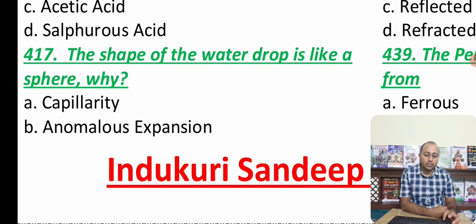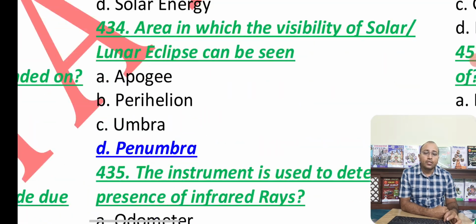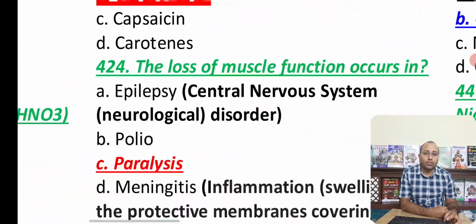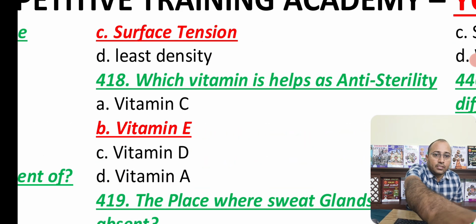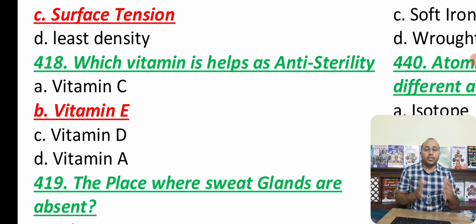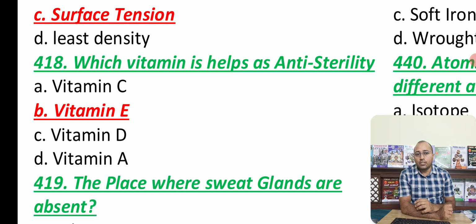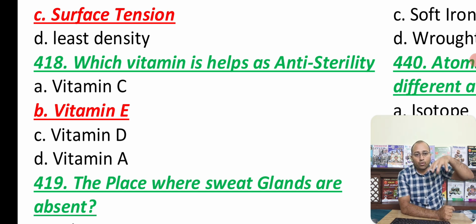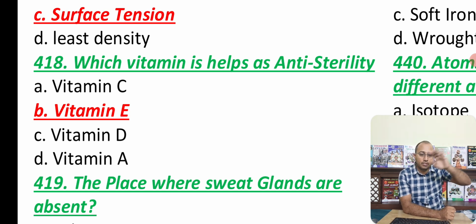Anomalous expansion: water has the maximum density at 4 degrees centigrade, guys. This is very important. At 4 degrees centigrade, because of this maximum density, water will not become ice. That is the reason all aquatic animals live. And the question that is asked: we know about water droplets. Whatever falls on the Earth, the shape will be spherical because of surface tension. That is the reason why planes are made in such a manner. The nose of the plane will be spherical only.